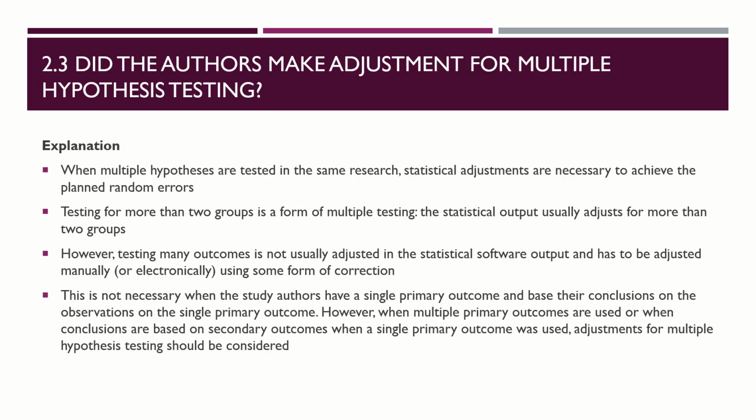Now, the additional explanation is that it's not necessary when the study authors have a single primary outcome and base their conclusions on the observations on the single primary outcome. However, when there are multiple primary outcomes, or when conclusions are based on secondary outcomes when a single primary outcome was used, adjustments have to be done. Adjustments for multiple hypothesis testing have to be done.